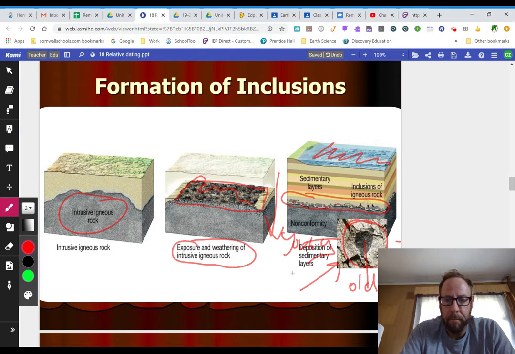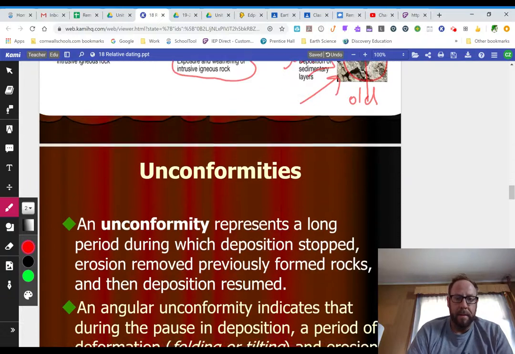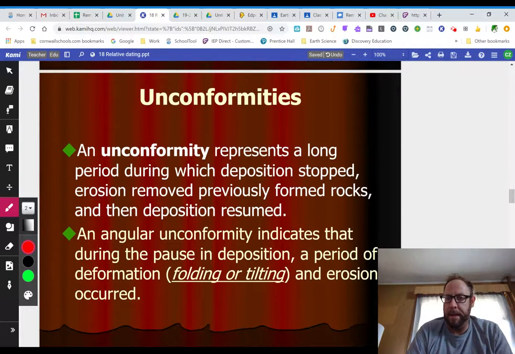Okay? So what is included inside it is older than the rock itself. All right? I'm going to try and get you some videos for these to help out.